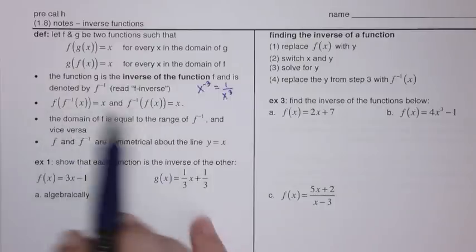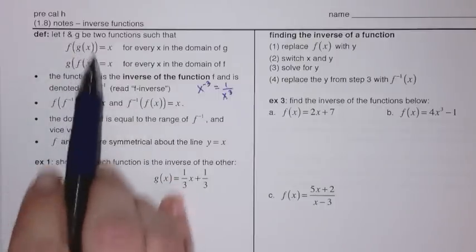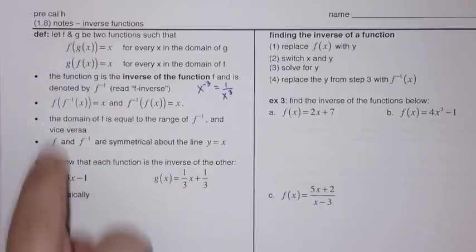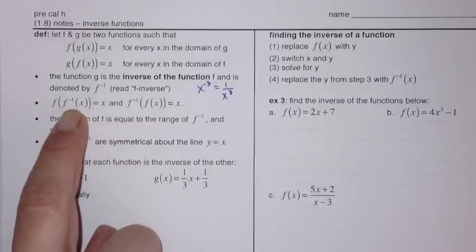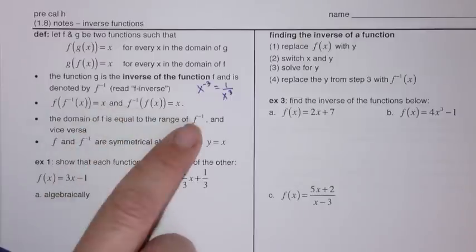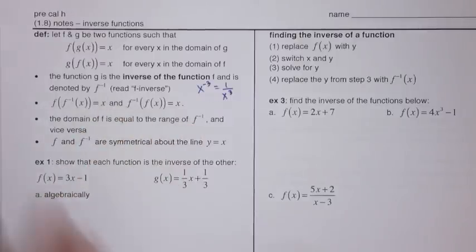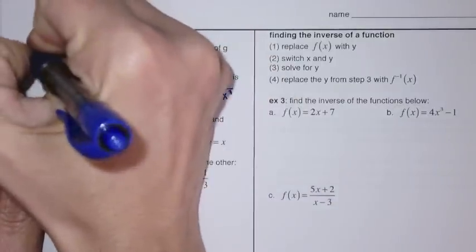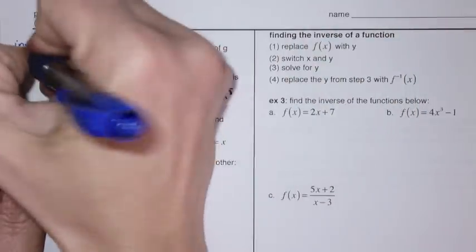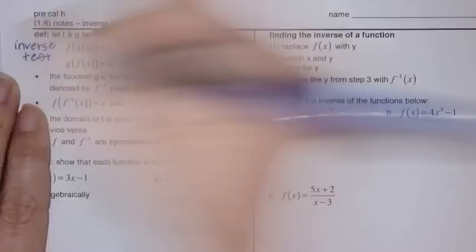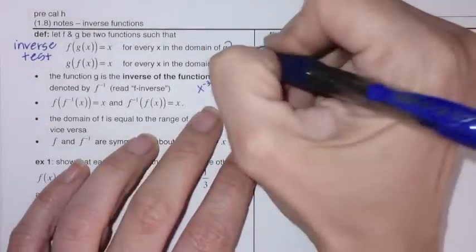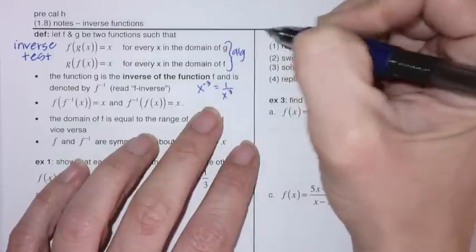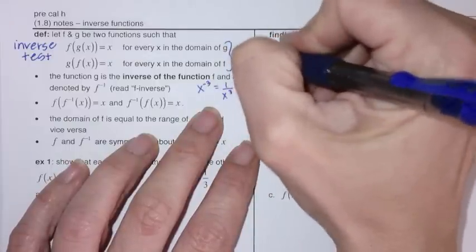This right here is saying the same thing as this did right here: if they are truly inverses, if you take one function and compose it with its inverse function, then you'll get x, and vice versa. This is called the inverse function test. I'm just going to call it the inverse test. And when you do this, this is how you algebraically show that two functions are inverses of each other.